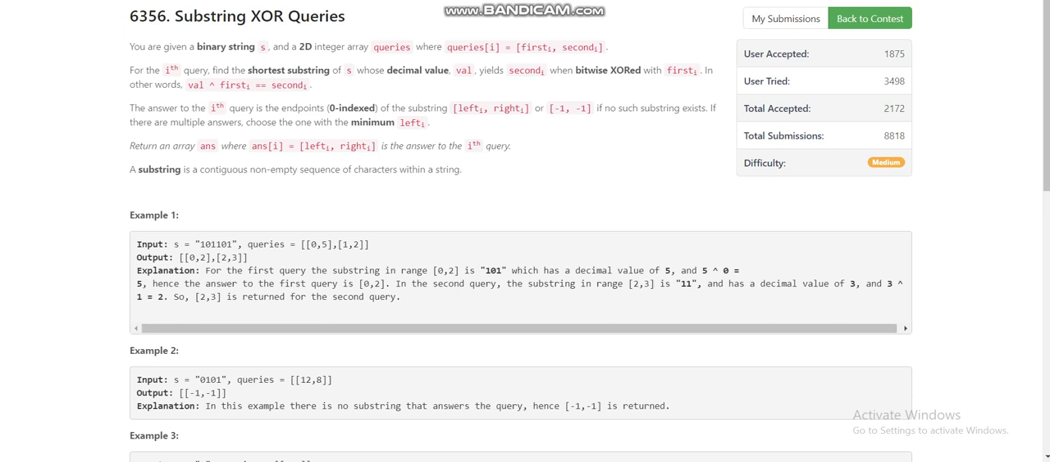Hello everyone. Today we are going to solve the third problem of LeetCode Weekly Contest 332, which is Substring XOR Queries. So we are given a binary string s of length n, and we are given some queries where queries[i] will contain first_i and second_i. We have to find, for the ith query, the shortest substring such that val XOR first_i equals second_i, where val is the decimal value of the substring.